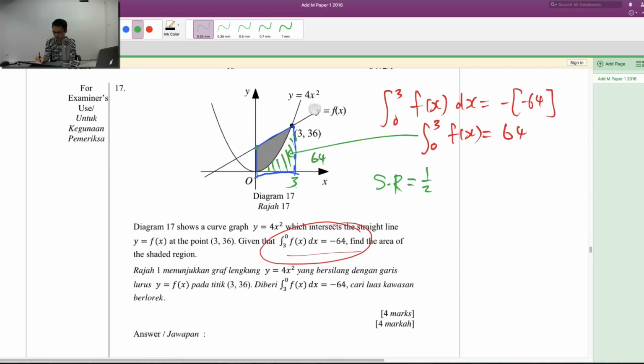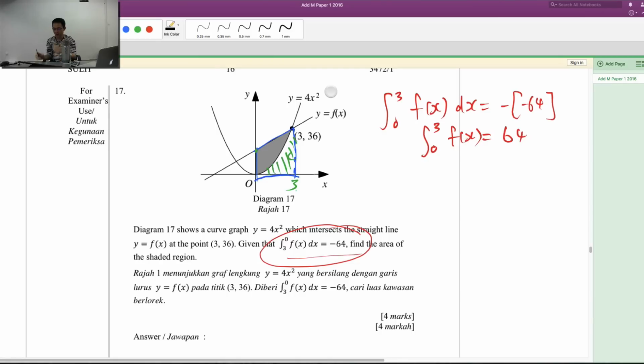Wait, the y equals f(x) is a straight line. No, I did something very wrong. I thought this is y equals f(x), but in fact it's not. So f(x) is a straight line.